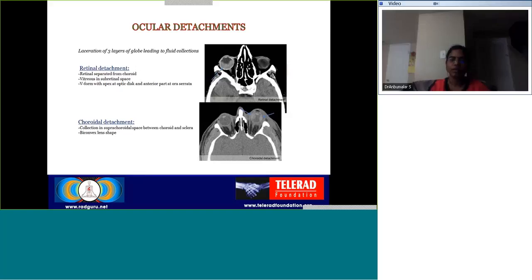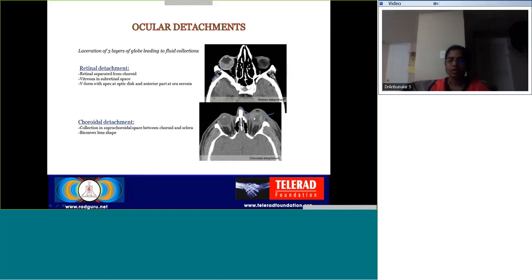Next is the ocular detachment. The layers of the ocular globe are getting detached, and there will be fluid collection. The first is the retinal detachment. The retina gets separated from the choroid, and the fluid is getting collected in the subretinal space, and this gives the appearance of a V-shaped collection. The apex is at the optic disc, and anteriorly it is at the end of the ora serrata.